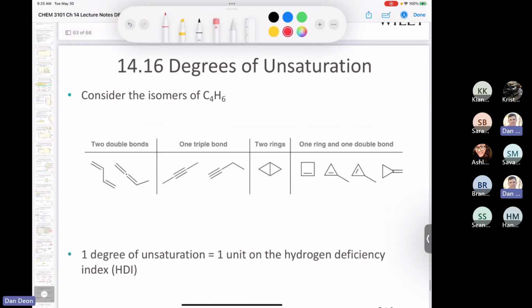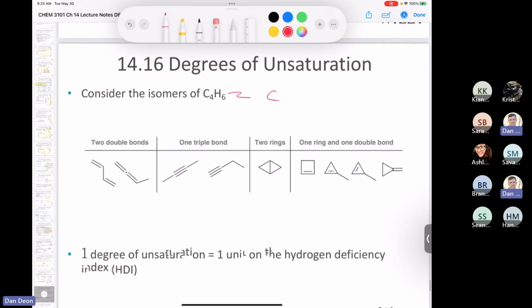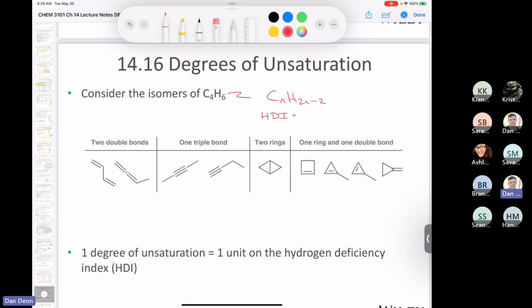So let's say you have a molecule that's C4H6. That follows the formula CnH2n minus 2. So that tells you that it has an HDI, or a U, of 2. HDI stands for hydrogen deficiency index, and U stands for units of unsaturation.